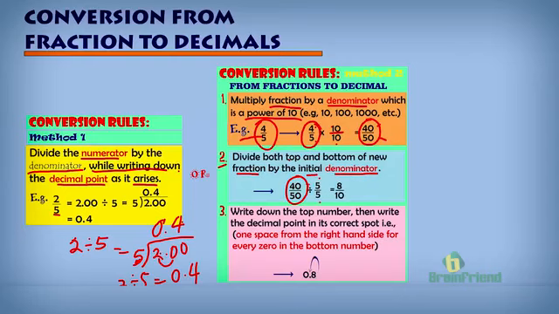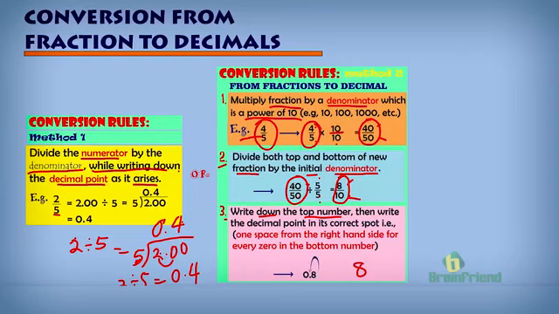40 divided by 5 would give us 8. 50 divided by 5 would give us 10. So we have 8 over 10 as our answer. But to write it in decimal form, we follow our third rule. To do that, write down the top number. Okay? Our top number here is 8. That is our numerator. Then write the decimal point in its spot.